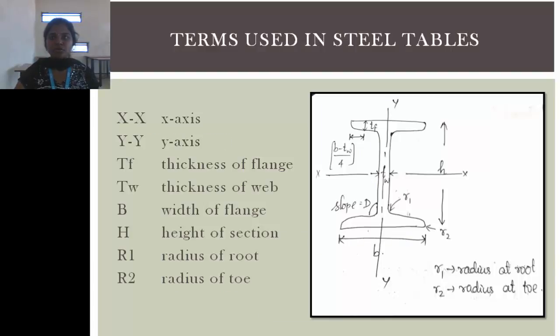Coming to the terms used in the steel tables, there are certain abbreviations and terms that are used in the steel tables. We should be aware of them before going into the design. XX is the x-axis, YY is the y-axis, TF is the thickness of the flange, TW is the thickness of the web, H is the overall height of the section, and B is the width of the flange.